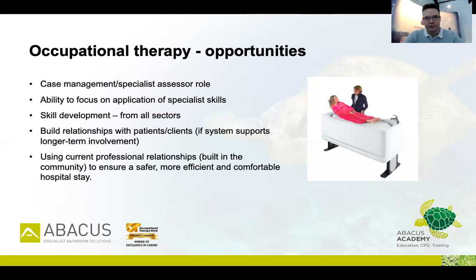And using current professional relationships built in the community to ensure a safer, more efficient and a comfortable hospital stay. Again, that either relates to seamless working with community services around what does that person currently need or want, how responsive could we be to meeting new needs, or in fact, gold standard, why doesn't that therapist follow them into the hospital as part of that full admission and discharge process.